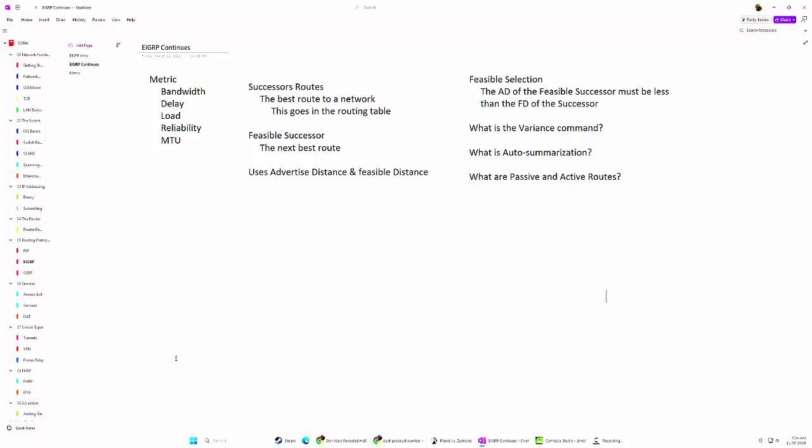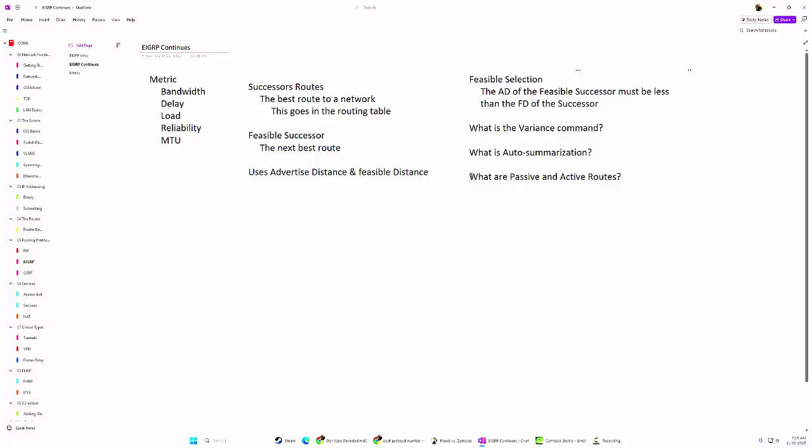Now, in a lot of ways, we're talking about the feasible successor now, not the feasible distance. Already this is complicated. You're confused. But this is just a review, so we're not going to go into detail. We're going to have a physical video on that concept to get it really through the head. We've already talked about it once, but not in detail. So if that kind of messes with your head, it's okay. All right, we talked about the various commands, auto summarization.